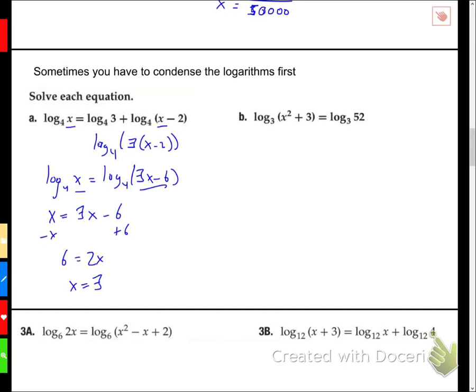Okay, the other one did not need to be combined at all. We just need to use the one-to-one property. Okay, so x squared plus 3 was equal to 52. Okay, so x squared is equal to, subtract 3, you get 49. X is equal to plus minus 7. Okay, any problems with plugging in negative 7? No, because I'm squaring it and then adding 3.